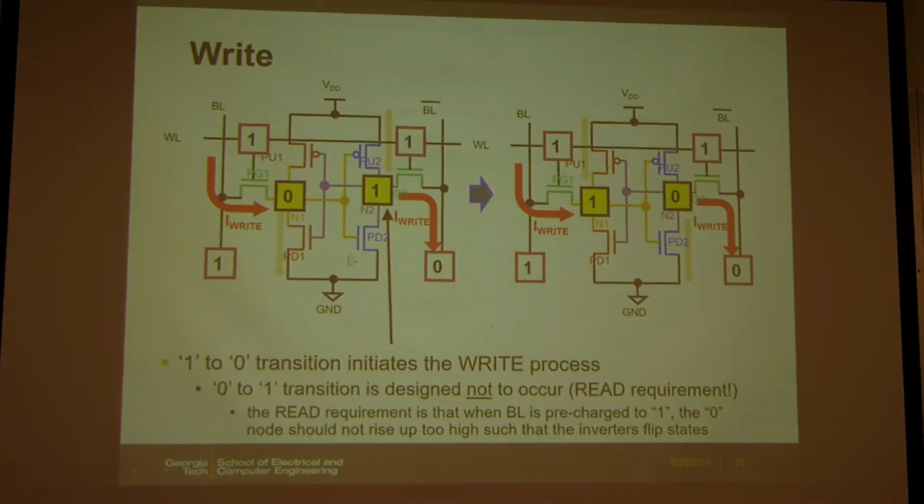So to summarize here, this is the same figure as the previous one. And we just divide it into the two steps. This is the first step, the 1 to 0 transition happens first, and then 0 to 1. So to summarize, the 1 to 0 transition initiates the write process, because the 0 to 1 transition is designed not to occur as the read operation requires.